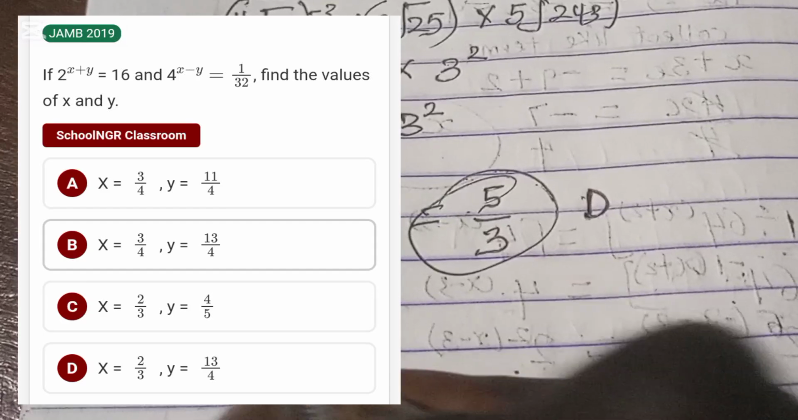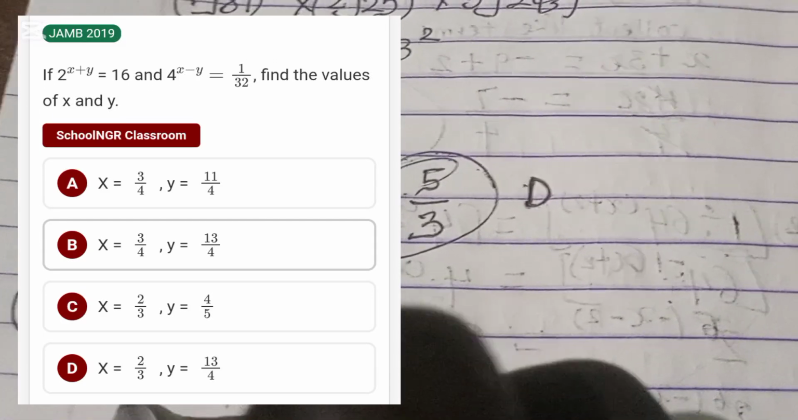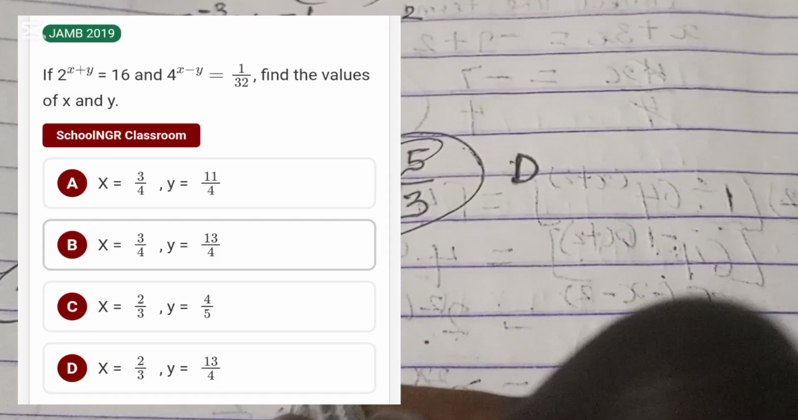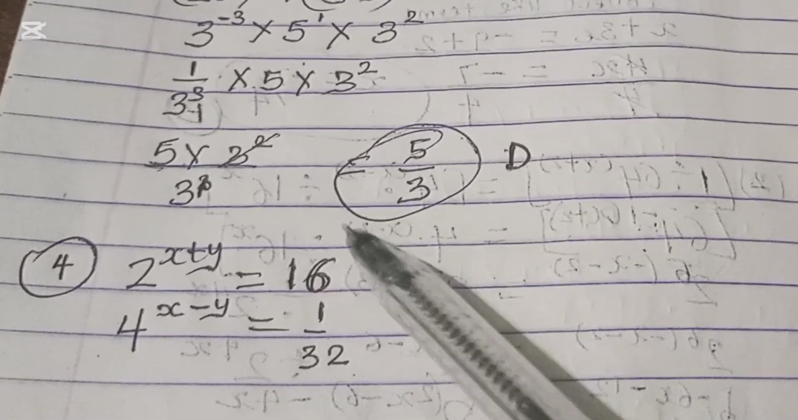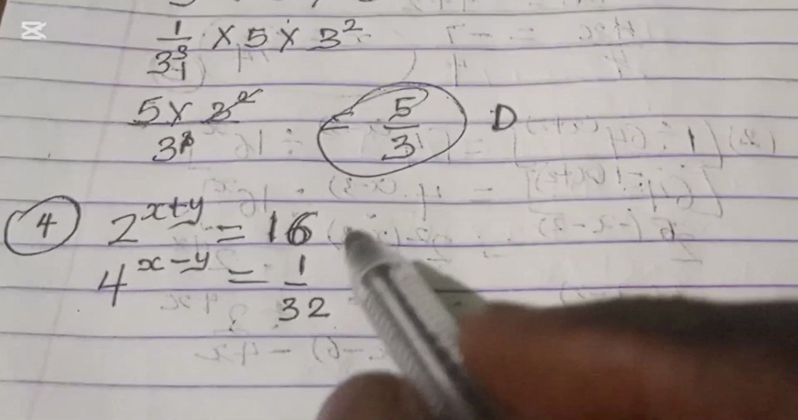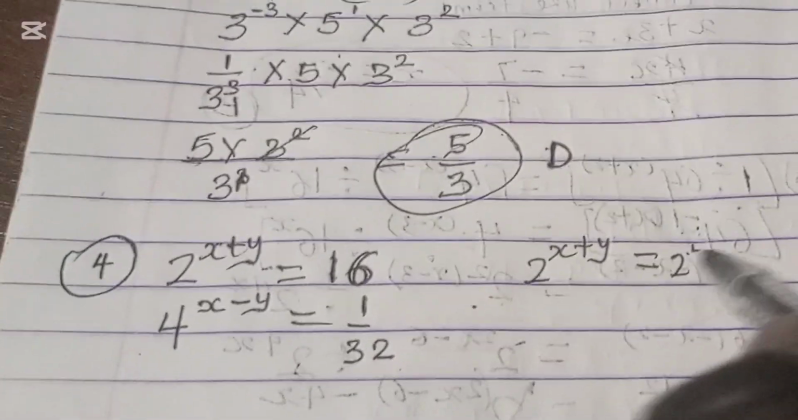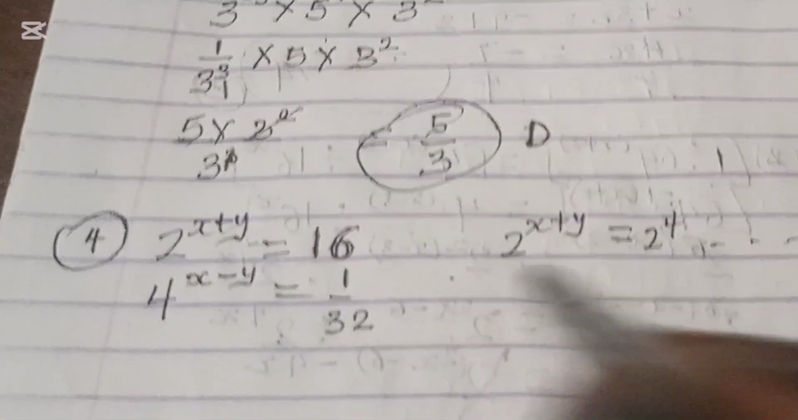Number 4 says 2 raised to power x plus y equal to 16. This is straightforward. Then we have the second one, 4 raised to x minus y equal to 1 over 32. So here, you saw that we're having two equations. So what you do is that you label the equations. So you label this equation 1. We need to express it with labels so it will not get confusing. So we can express this to be 2 raised to power x plus y, and we can express 16 to be 2 raised to power 4. That's our equation 1.